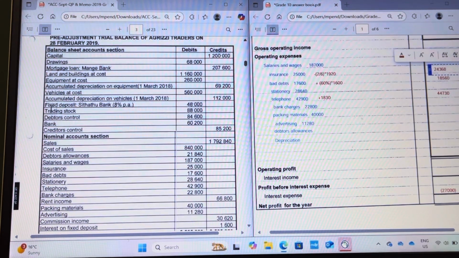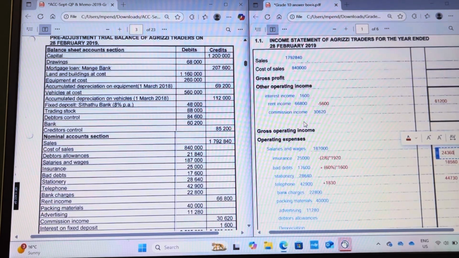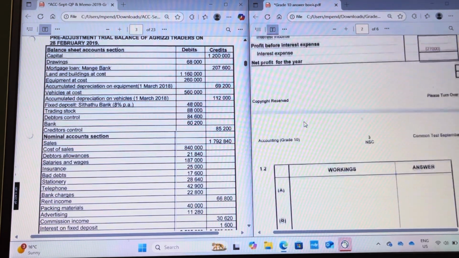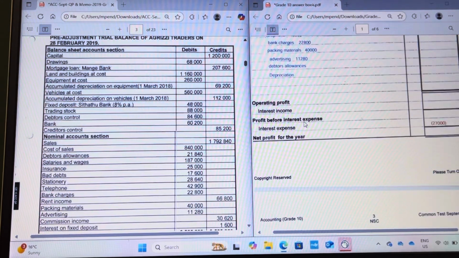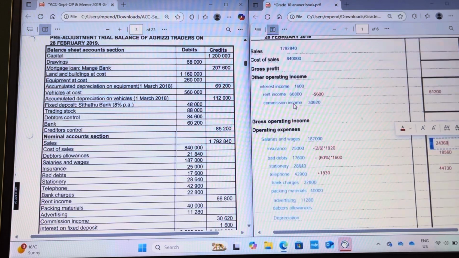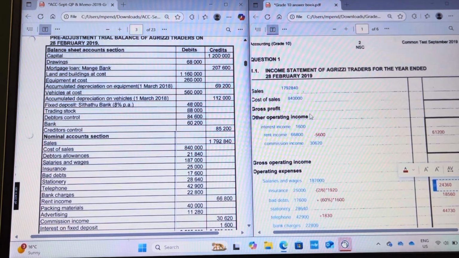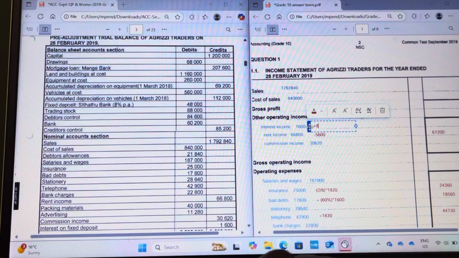We have a fixed deposit, there it is, with Sitatu Bank at 8% per annum. It means that we have not yet received interest income on the fixed deposit. I see there is a line item here on interest income and I had already included one. So you can just remove this and just place it there. So it means we have not received our interest for this year. This means that we were going to have to increase our interest income by how much? We're going to have to increase it by 8% of the 48,000.